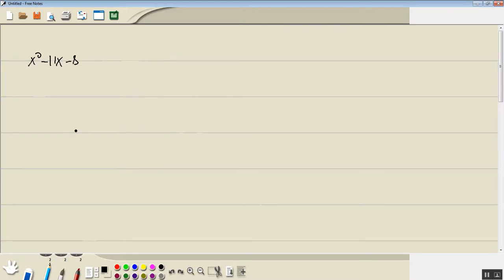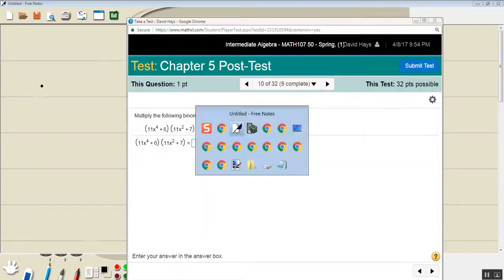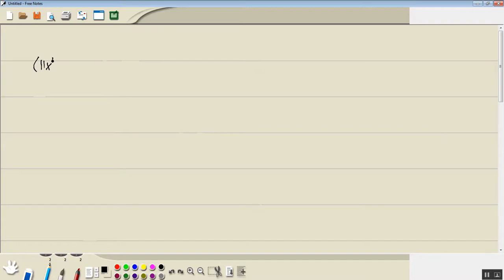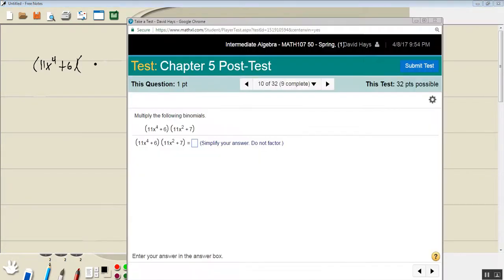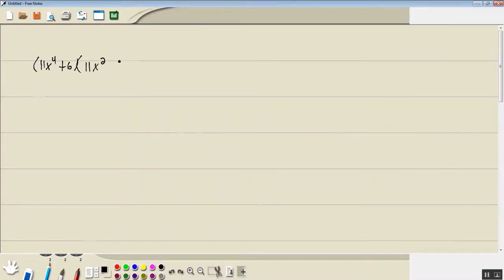Now this next problem, we're going to multiply these together. So we got 11x to the 4th plus 6 times 11x squared plus 7. So I'll take my first term here, the 11x to the 4th, and multiply times each term over here. And I'll take my second term in the first set of parentheses and multiply times each term over here. So I'll follow the line to see what to multiply together.